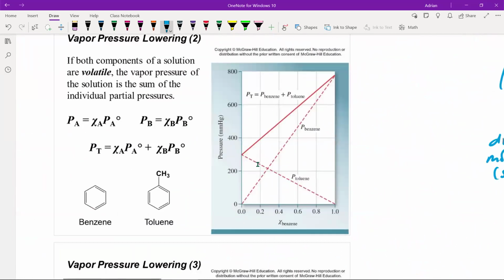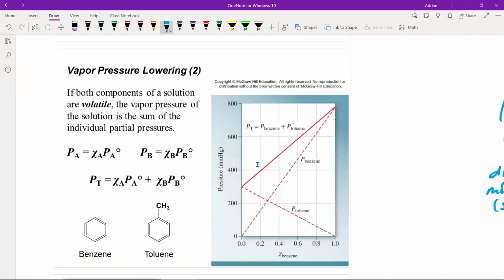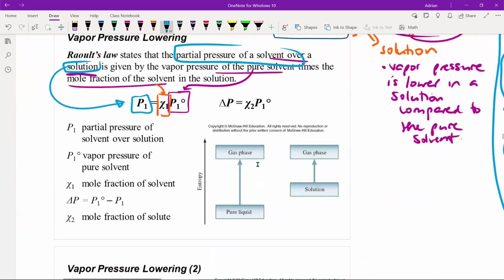We could also look at what's occurring in terms of the entropy of our system. If you have a pure liquid going into the gas phase, an increase in entropy obviously is going to happen, compared to a solution where you have the liquid plus the solute particles. Yes, there's an increase in entropy, but the difference in entropy here is a little bit smaller.